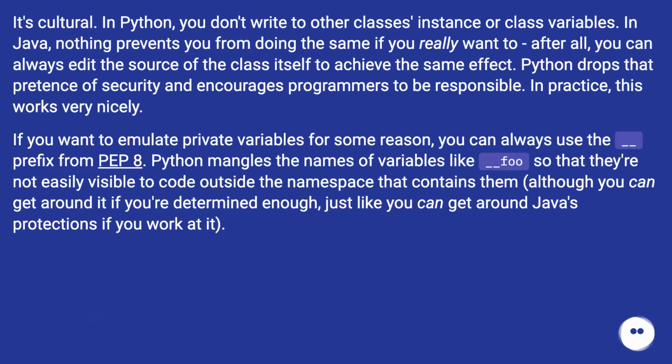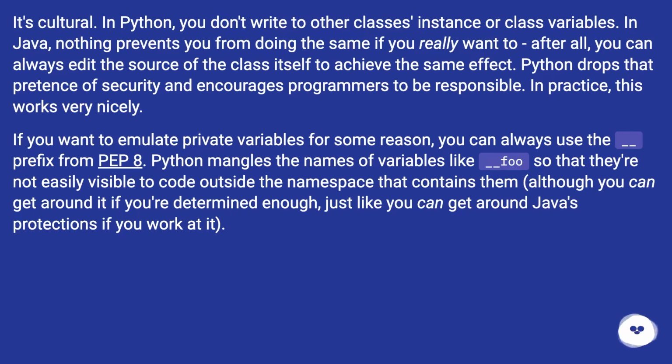It's cultural. In Python, you don't write to other classes' instance or class variables. In Java, nothing prevents you from doing the same if you really want to. After all, you can always edit the source of the class itself to achieve the same effect. Python drops that pretense of security and encourages programmers to be responsible. In practice, this works very nicely.